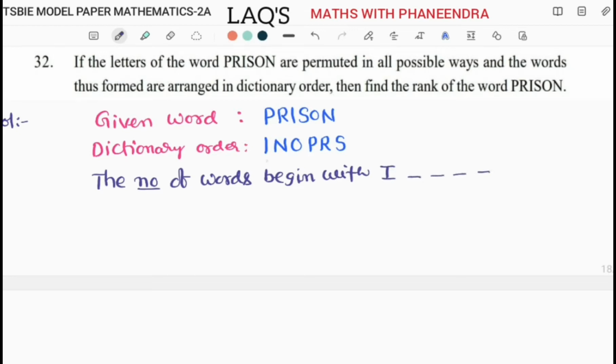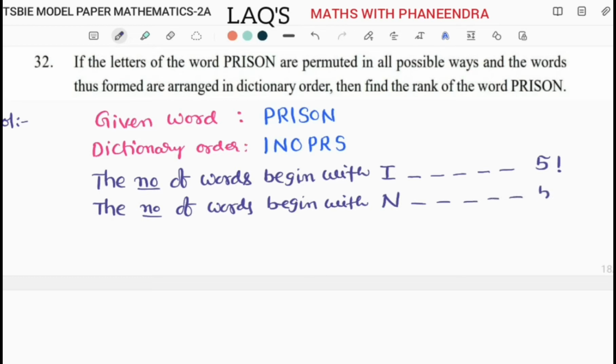So I start means remaining 5 places are there. It can be done in 5 factorial ways. Similarly, the number of words which begin with N, if you start with N, the remaining 5 places are there, no? That can be done in 5 factorial ways, 5P4, 5P5 ways.